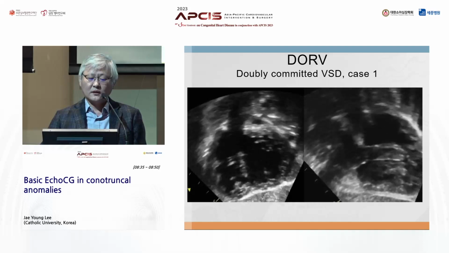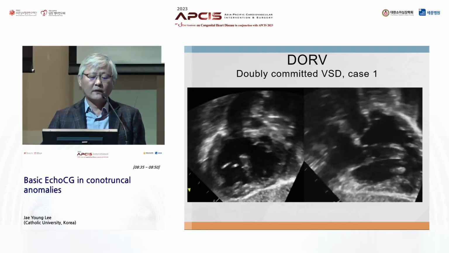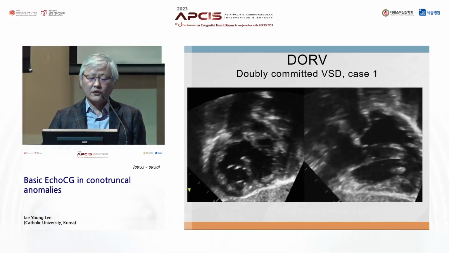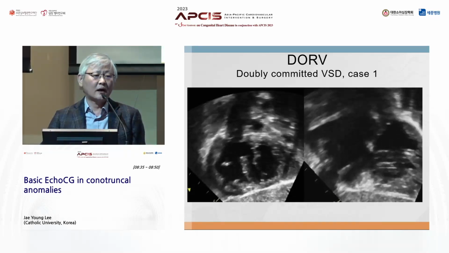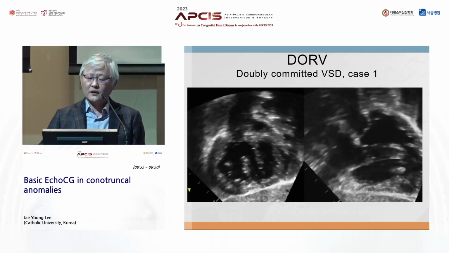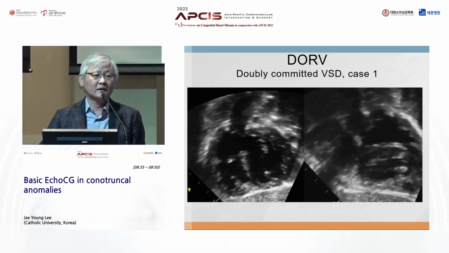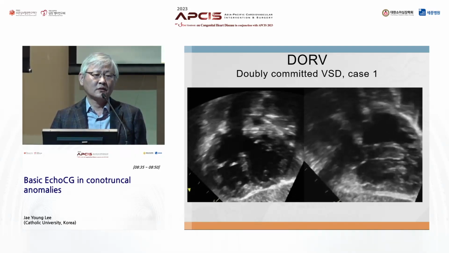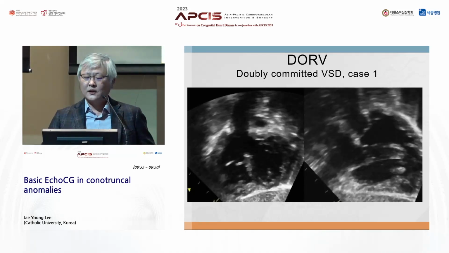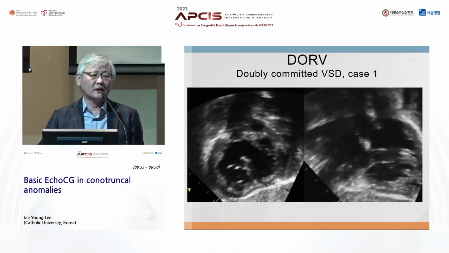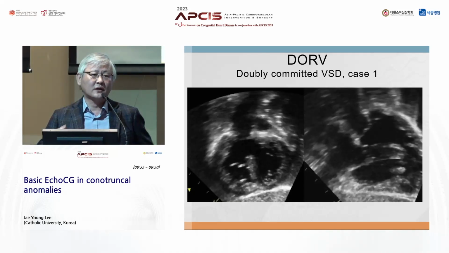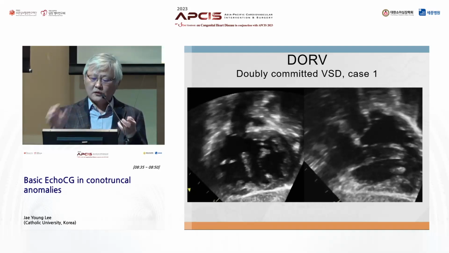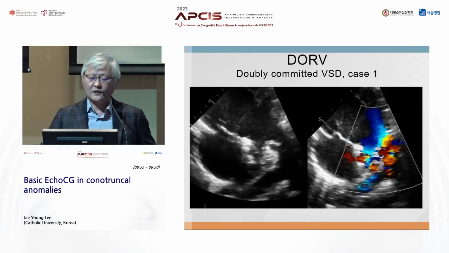And doubly committed: again, the aortic valve is connected to the right ventricle. Large VSD, LV outflow tract. Again, the RAO subcostal view shows the aortic valve and pulmonary valve. There is no conal septum in this case, so the VSD is doubly committed. So in doubly committed DORV, the great arteries are overriding the interventricular septum, but mostly connected to the right ventricle.